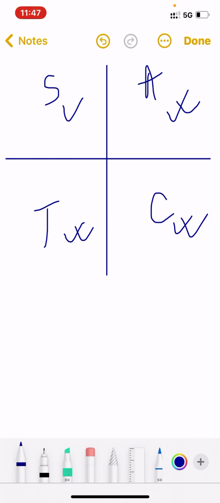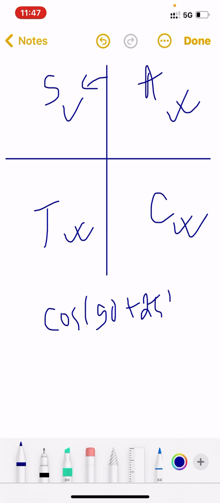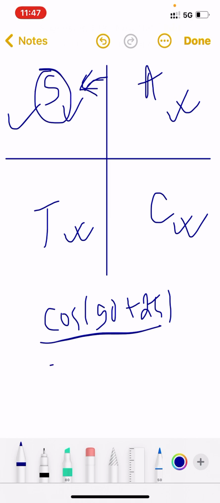So if we go from this quadrant to this quadrant, like in your question it was cos 115. So cos 115 can be written as cos 90 plus 25. So cos is in this particular quadrant, and here only sine is positive, so cos 90 plus theta will be minus, sorry, minus sine theta.